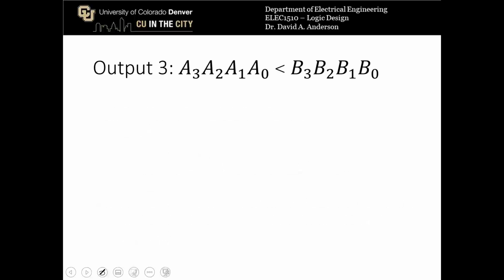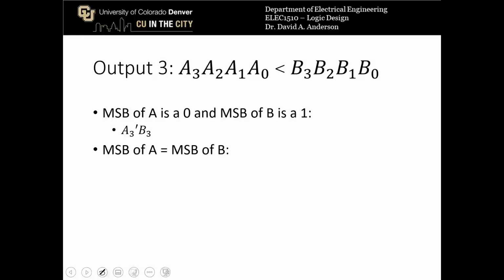Output 3 is the number A being less than the number B, which basically follows the same pattern as output 2, but with the primes for A and B switched. So the first possibility is A sub 3 prime, B sub 3. This means B sub 3 is a 1, A sub 3 is a 0, which means that B has to be greater than A. So that's one possibility.